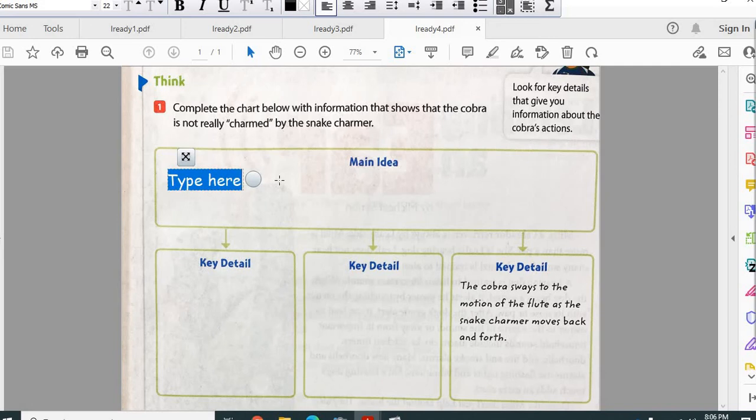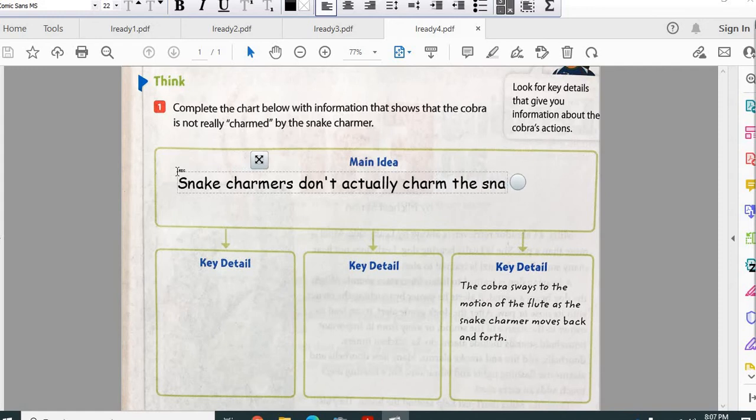Alright, yeah. I think it was kind of explaining how the snake and the charmer work. It was saying that he doesn't really charm the snake, does he? He's not really charmed by the snake or by the snake charmer. It's more of a trick kind of, isn't it? So yeah, I think that's our main idea. We're going to say the main idea is snake charmers don't actually charm the snakes.